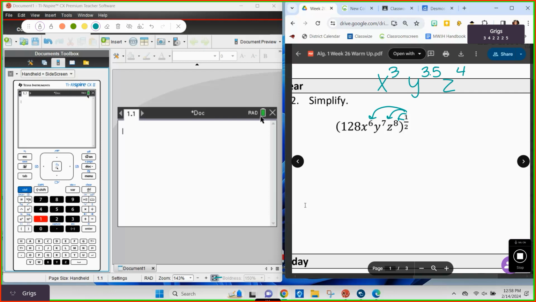So when I do the 128, I would type it in my calculator like this. 128 to the 1/2 power is the same as what? 11.313708499. The square root of 128.